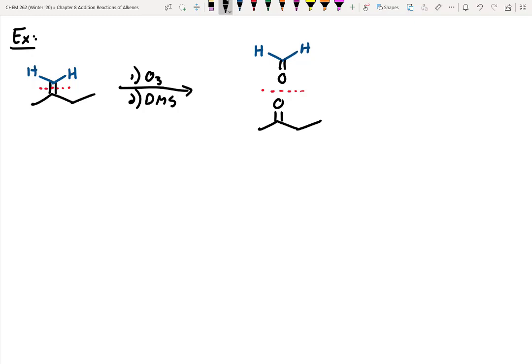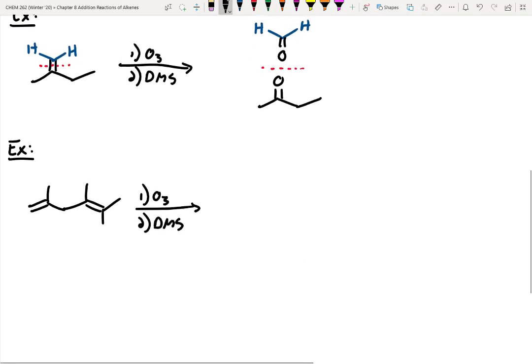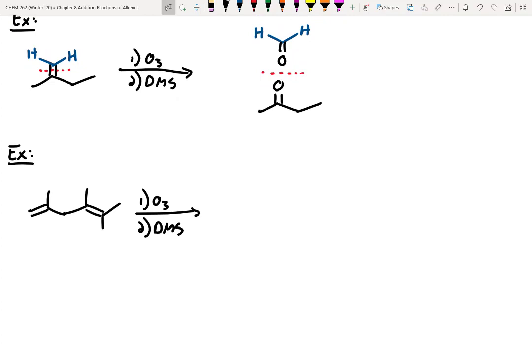All right, let's try a harder one. And we're going to assume that we have excess of our reagents around, meaning we've got plenty of ozone. Does anybody have an idea of what might happen if we have plenty of ozone around? Could do more than one cut, right? So let's try to figure out the pieces that might result from this.